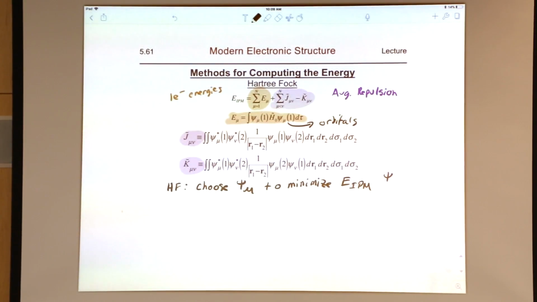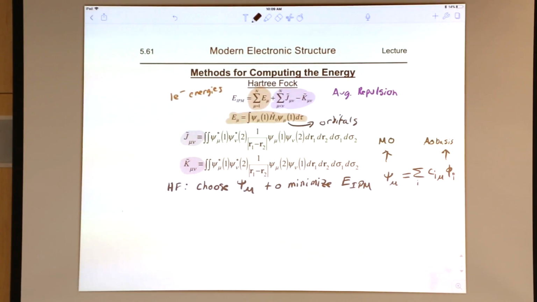And the way I'm going to do that is I'm going to write my orbitals, psi mu, as a sum over some index I, of some coefficients, c_I mu, times my basis functions, phi I. I'll just emphasize that what I have here are functions from my AO basis, the things I talked about last time, like the 1s-like, 2s-like, 2p-like, 3p-like orbitals. And on the other side, what I have here are my molecular orbitals. So the molecular orbitals are linear combinations of my atomic orbital basis functions. That's the general idea of Hartree-Fock: we're just going to choose these orbitals to minimize the energy.